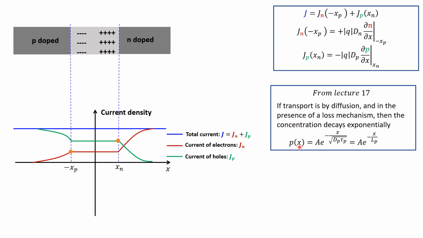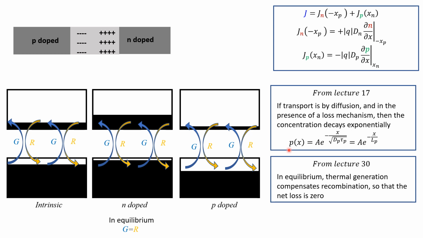We have a similar one for the concentration of electrons in lecture 17, and recall that LP here is the diffusion length of holes, which is given by the square root of the product of the diffusion coefficient and the lifetime of the recombination process. Now you need to be careful about how to interpret this result because there is a subtlety. This has to do with the fact that this loss mechanism must be a net loss mechanism.